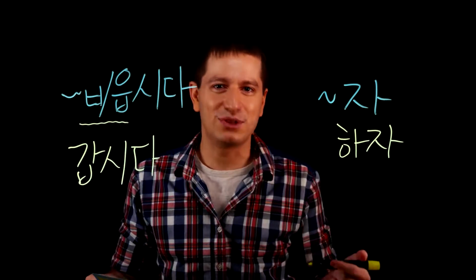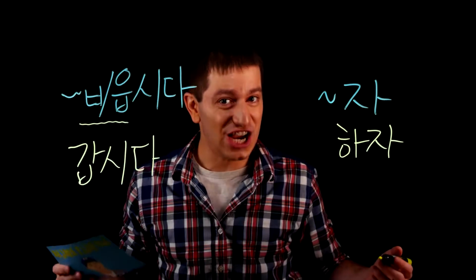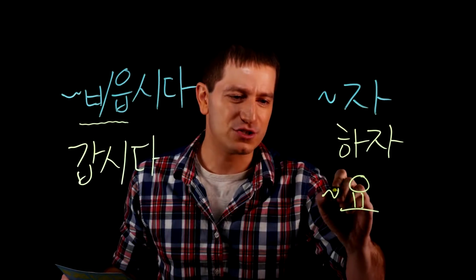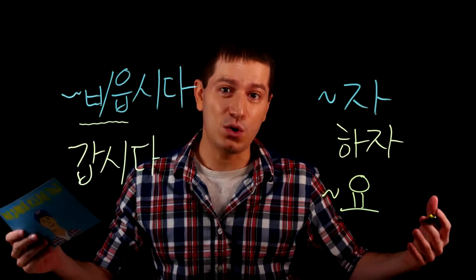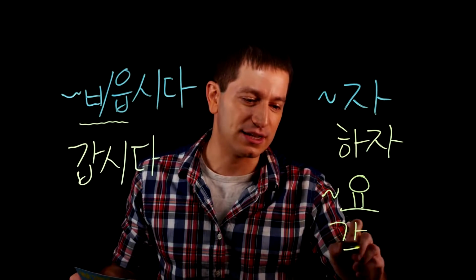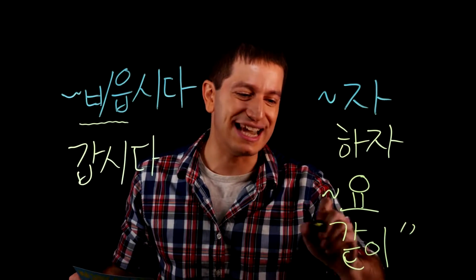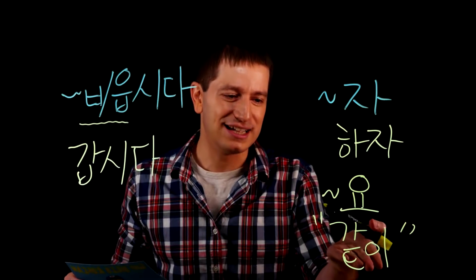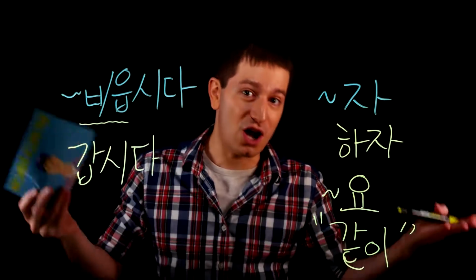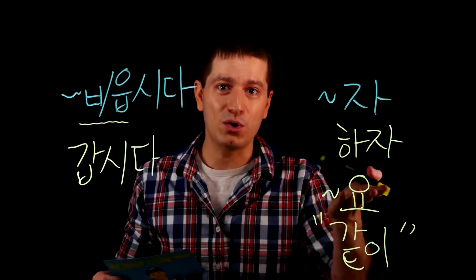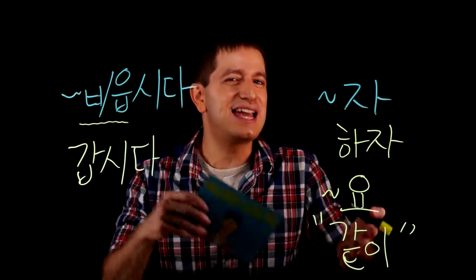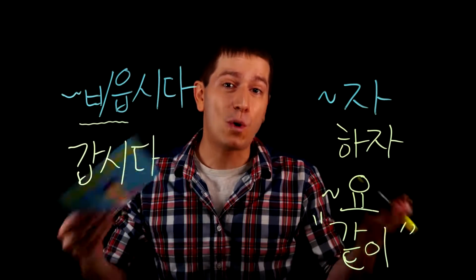Avoid this form completely. Instead, if you want to make a suggestion to a friend or an acquaintance, just use the regular 요 form. So you can say 같이 해요 or 같이 가요, something like that. This will often be used together with 같이, which just means together. So you can literally say go together, 같이 가요, as a way to suggest let's go. Or 같이 해요, let's do it. 같이 먹어요, let's eat together. And this will be a fairly polite way for acquaintances.